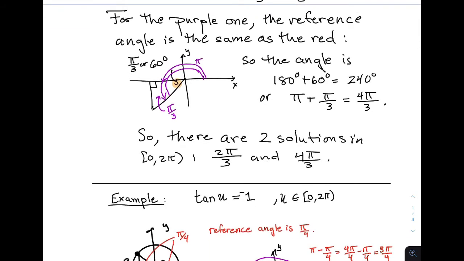For the purple one, the reference angle is exactly the same. It's pi over 3. So the angle we find is pi plus the pi over 3. That's how we land at that terminal angle. So pi plus pi over 3 is 4 pi over 3. Or if you want to do this in degrees, it's 180 degrees plus 60 degrees is 240 degrees. There are therefore two solutions, the red one and the purple one, in the interval 0 to 2 pi. There are an infinite number of solutions to this equation if we don't restrict ourselves to that interval, because there are an infinite number of angles that have the same terminal side.